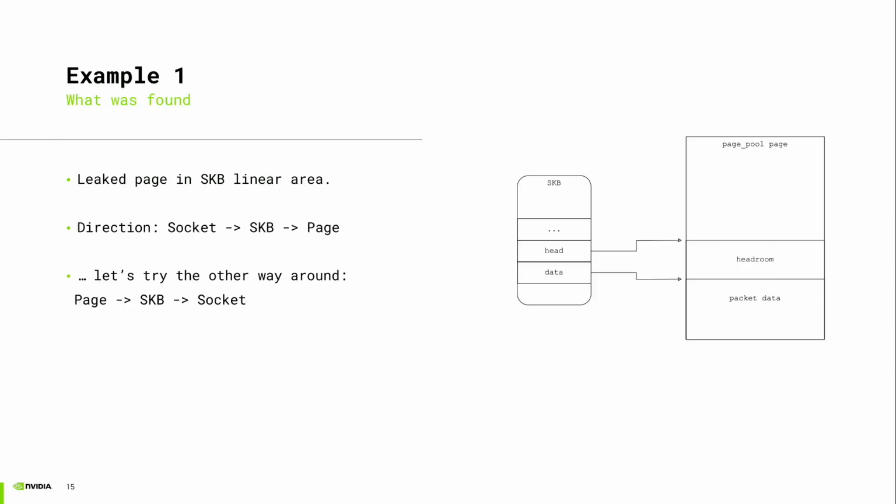We go socket, SKB, page. But what if we want to do it in reverse? So you find the page in memory that is leaking. From there, you go and search for its SKB somehow in memory. So let's try to do that. And from there, you can also get the socket, but that's not in this talk right now.